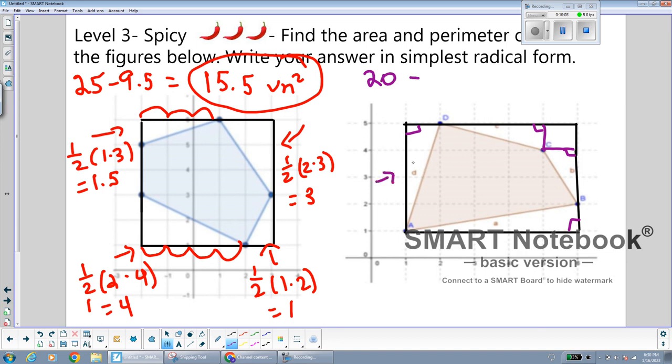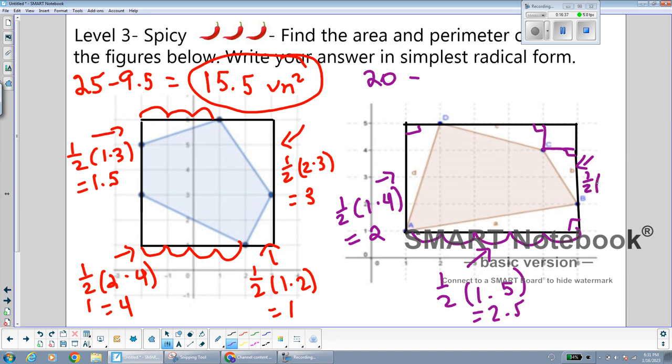Okay, this triangle first. So that's 1/2 of 1 is the base. 1, 2, 3, 4 is the height. Half of 4 is just 2. Now I'll do this right triangle next. So half of 1, that's the height, times 1, 2, 3, 4, 5. So half of 5 is 2.5. Okay. This one over here, so that's half of 1 times 2. So that's half of 2, so that's just 1.